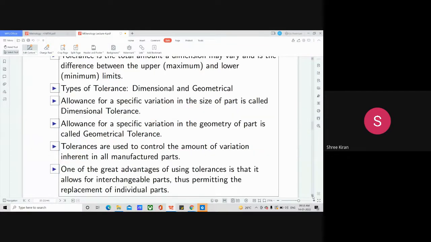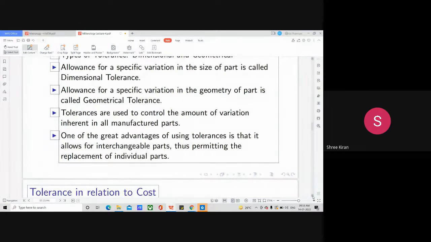One of the great advantages of using tolerance is that it allows for interchangeable parts, thus permitting the replacement of individual parts. We have an option for interchangeable parts. That is, we can have parts universally made so that they can be used for various other purposes, although the specification is the same.